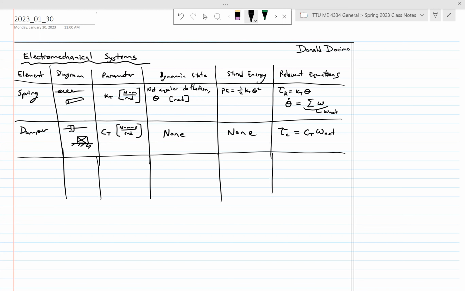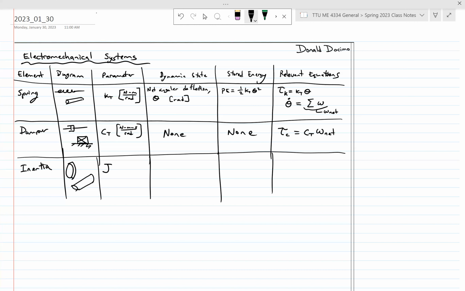All right, last element. These two are the easiest ones. Last one's still pretty easy. So it's like a mass. I don't want to say mass itself. I'm going to say inertia. Usually I'm going to represent it as a disk or something like that. Sometimes I'll even represent it as a bigger, thicker disk. Inertia, we're going to say that parameter.